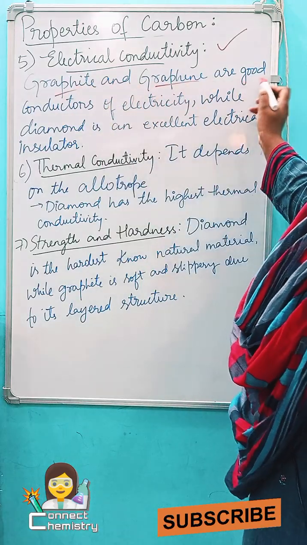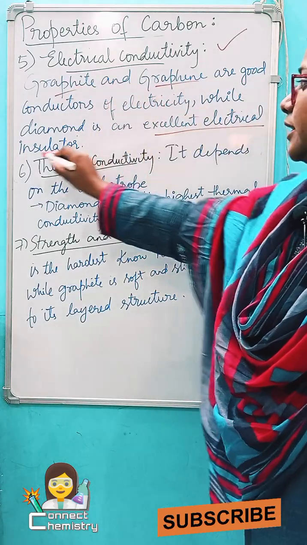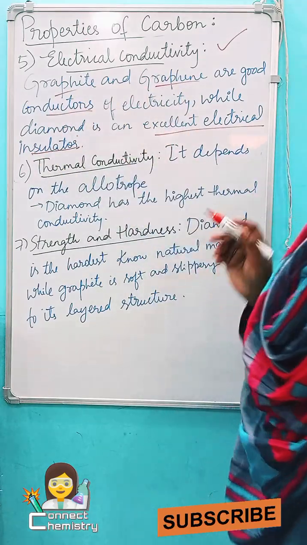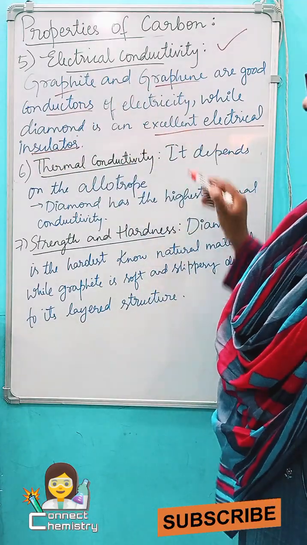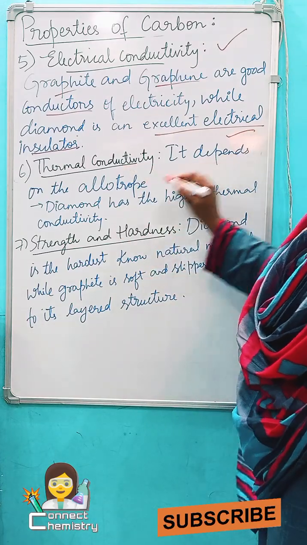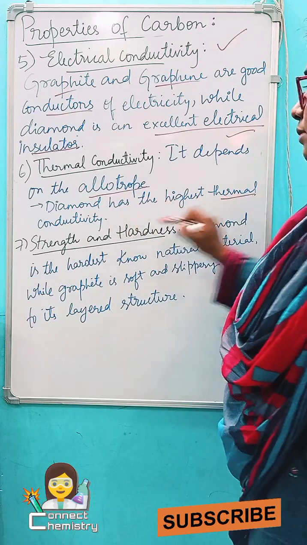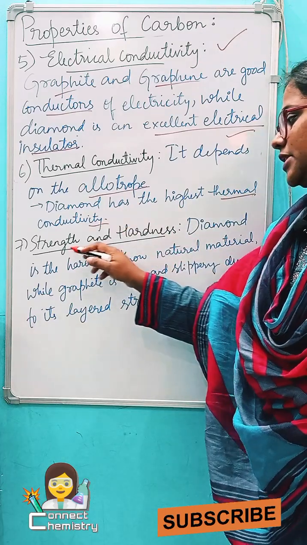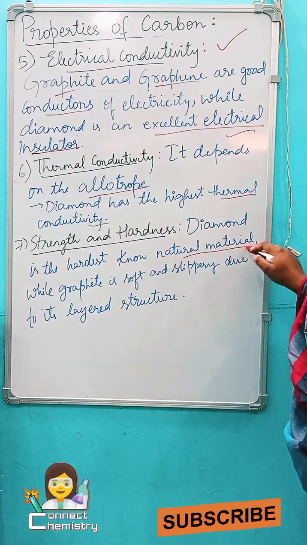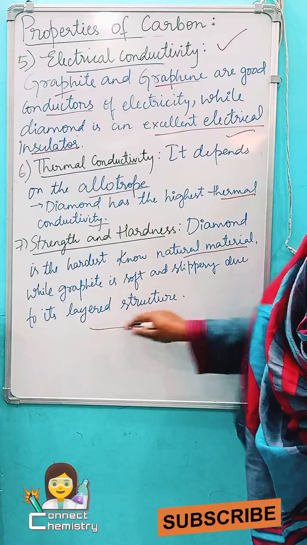Graphite and graphene are good conductors of electricity, while diamond is an excellent insulator. So graphite and graphene are good conductors, whereas diamond is an excellent electrical insulator. Thermal conductivity depends on the allotrope of carbon, like diamond has the highest thermal conductivity. The next is strength and hardness. Diamond is the hardest known natural material, while graphite is soft and slippery due to its layered structure.